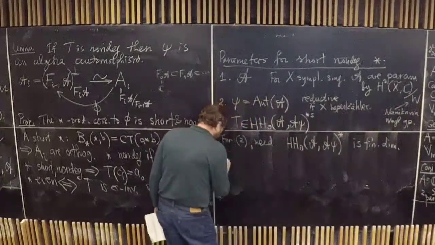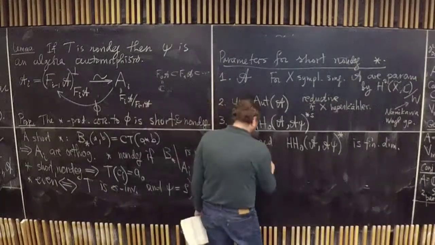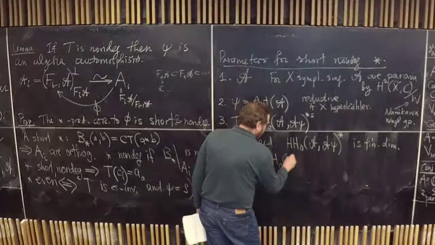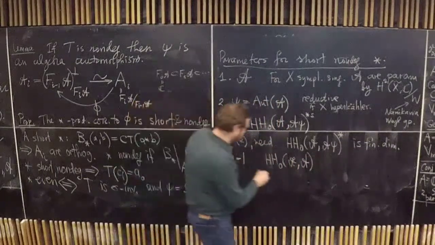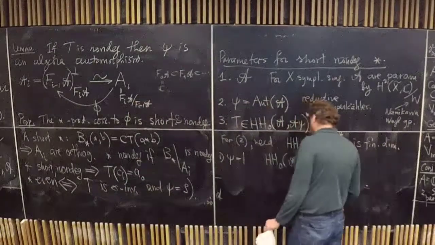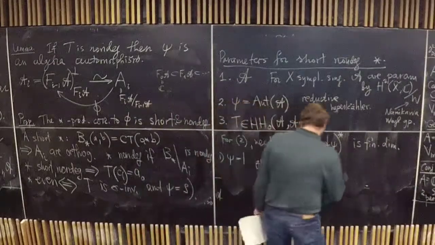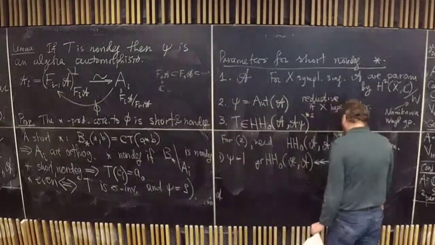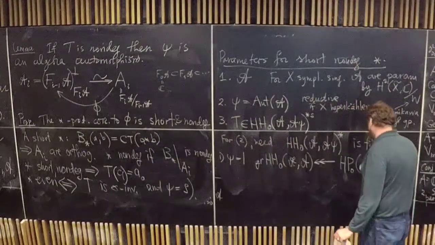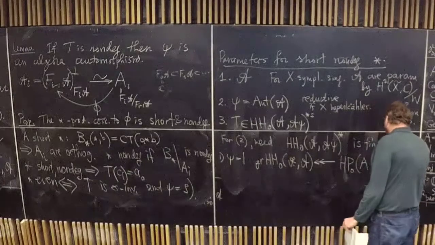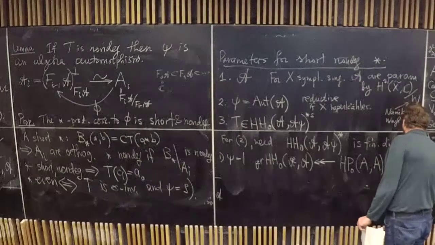So first, let's consider the case psi equals 1. In this case, we need to consider H0 of A with coefficients in A. Well, there is a Brylinski spectral sequence, which shows that this has a filtration, and the associated graded of this receives a surjection from the Poisson zeroth homology of the graded algebra, which is simply a quotient of this A by the Poisson bracket of A with itself.